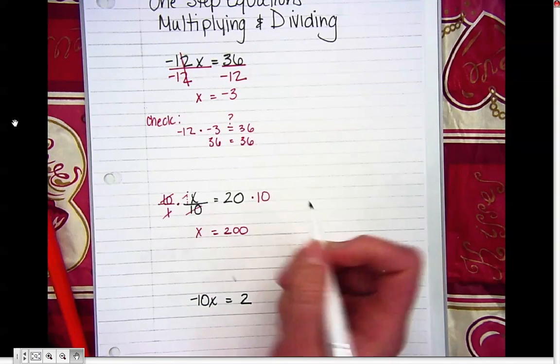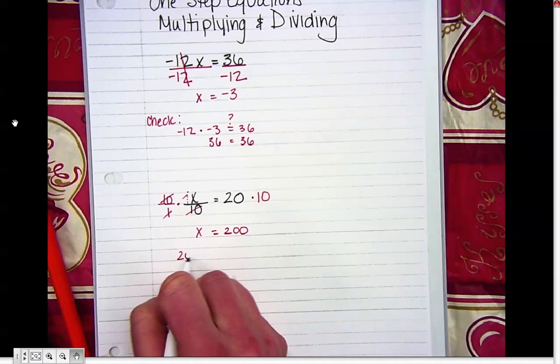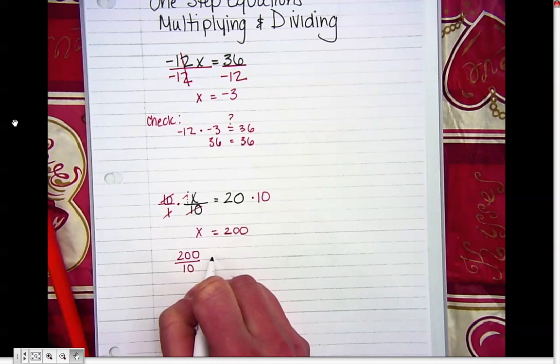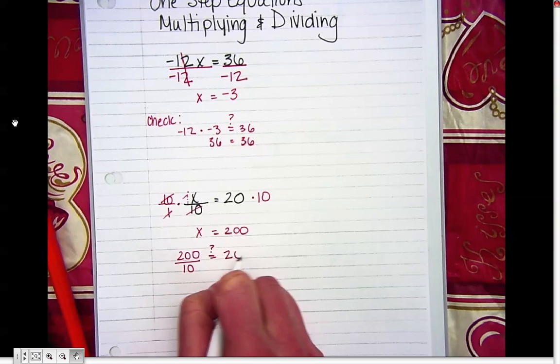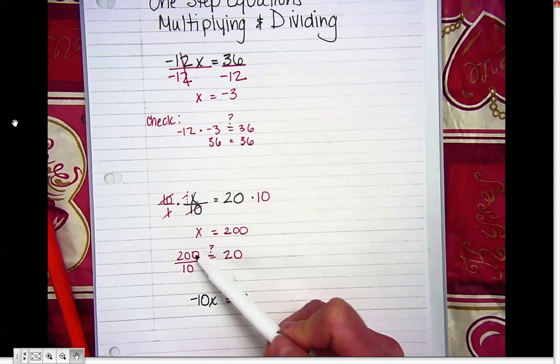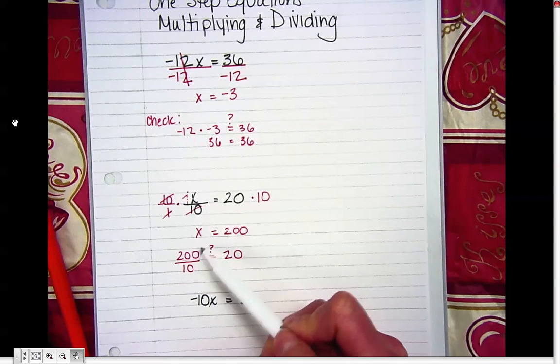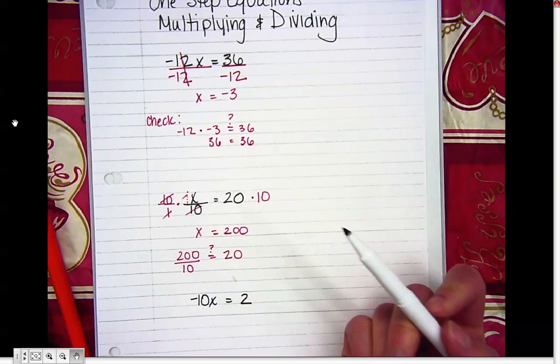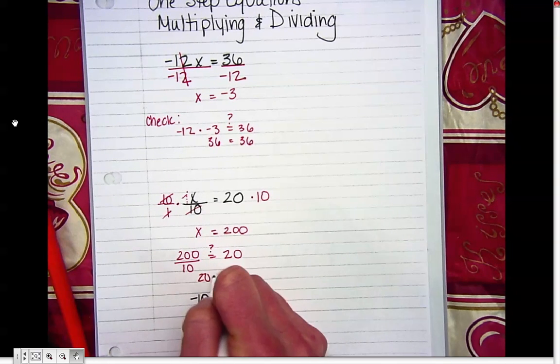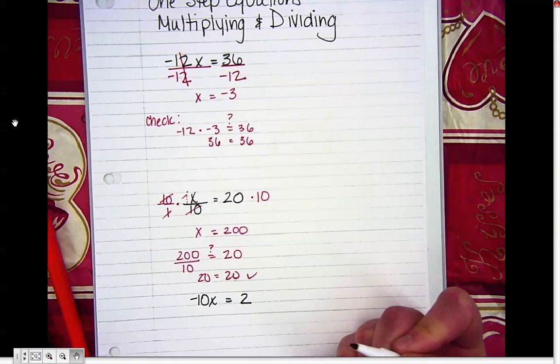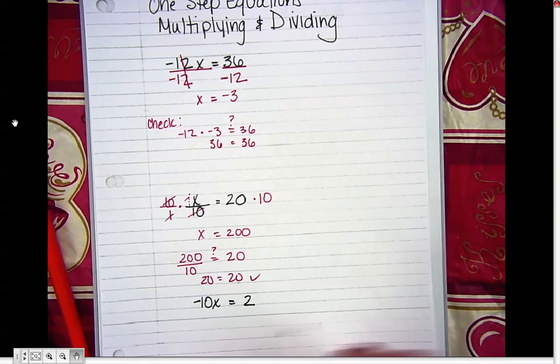Well, let's check our work. Is 200 divided by 10 equal to 20? Well, I can cancel my zeros here. Those are going to cancel out, which leaves me with 20 over 1. So yeah, 20 does equal 20. And it does work. All right, let's take a look at our next one.